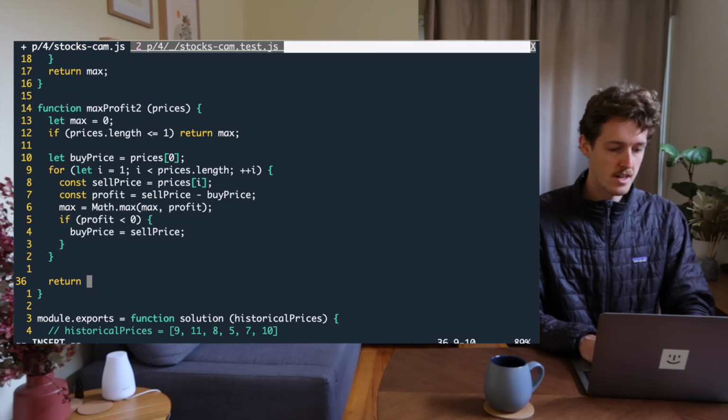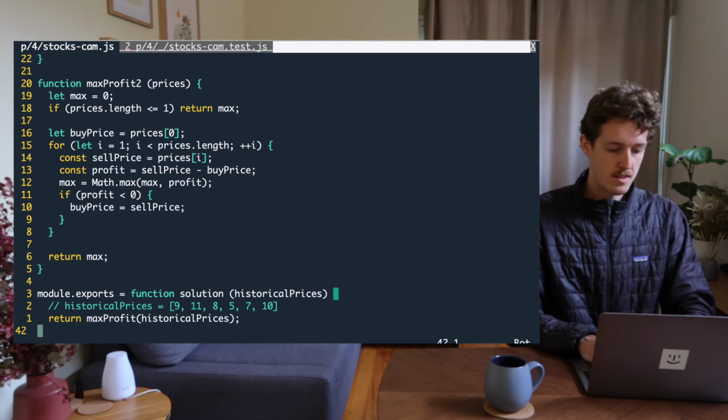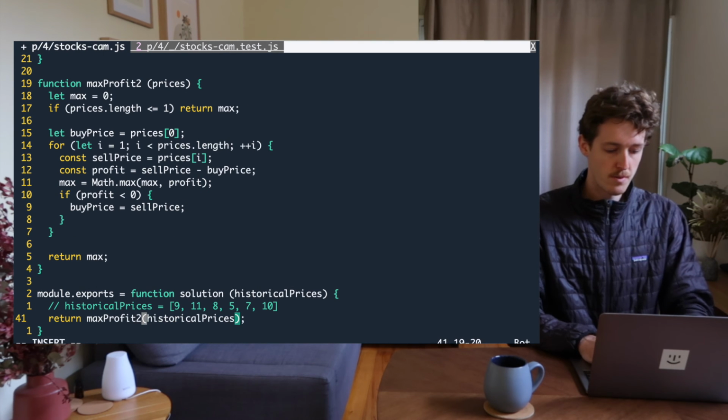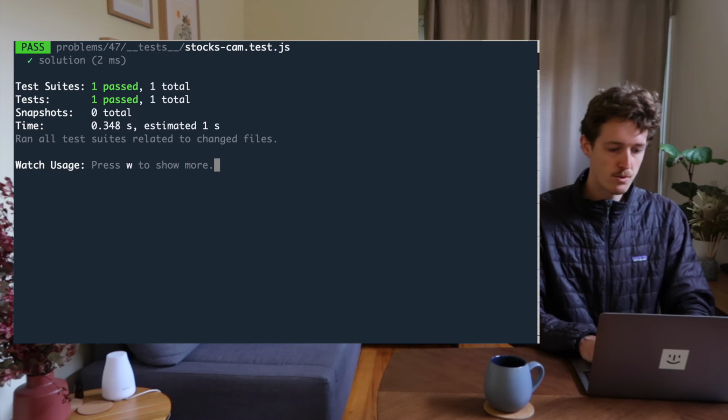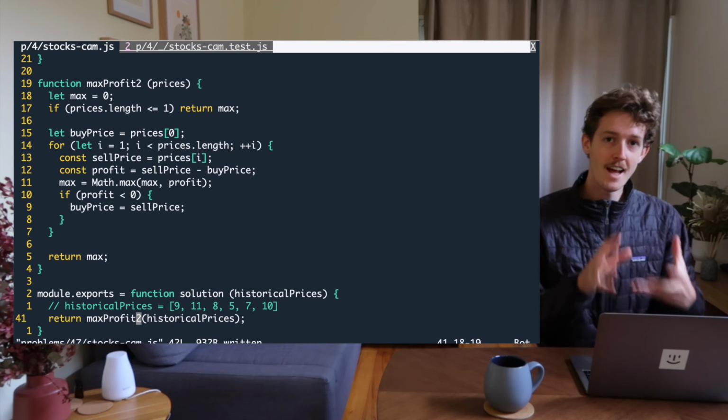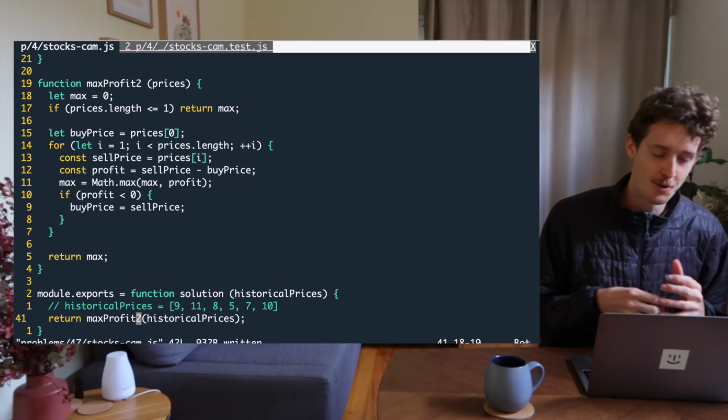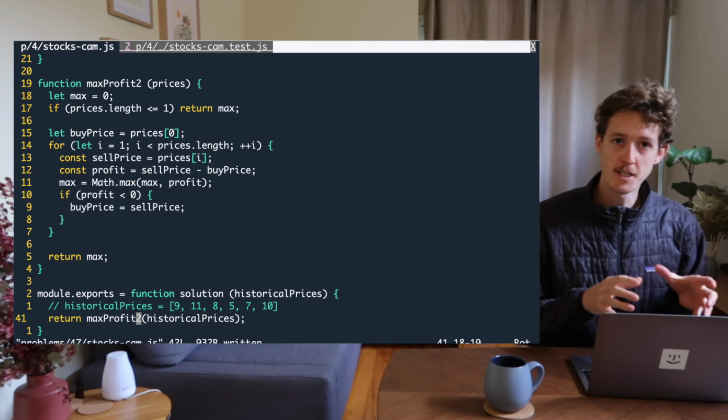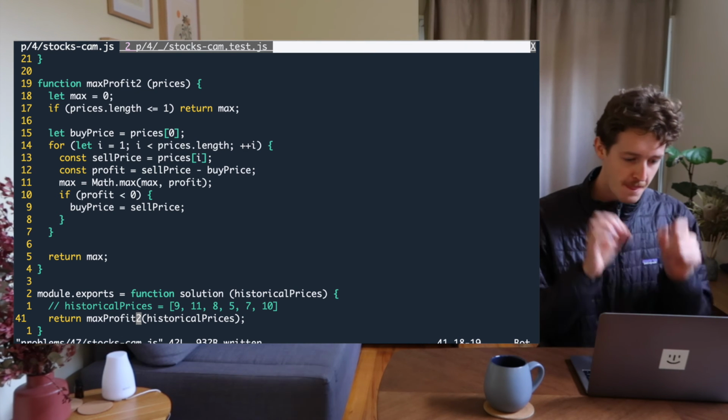And then we return our max. So I'm going to use max profit 2 and see if that passed, and it did. So I wasn't expecting that. It makes me feel like something suspect is going on, but that was the idea, right?